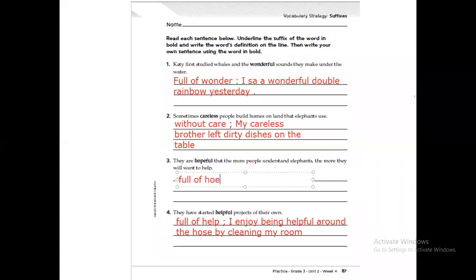Full of hope. So let's put it in a sentence. I'm hopeful our team will win.